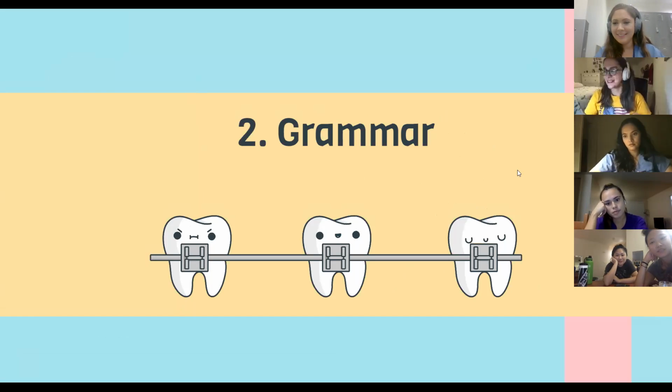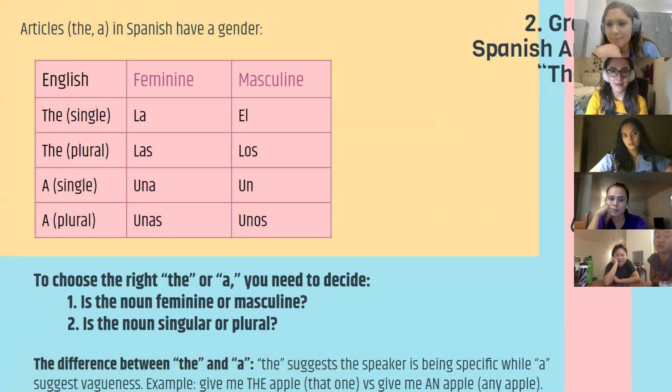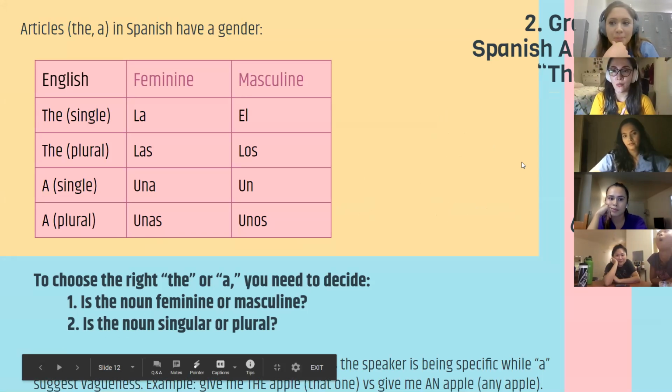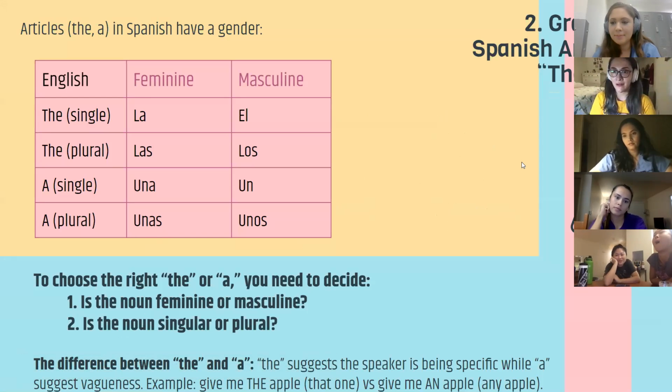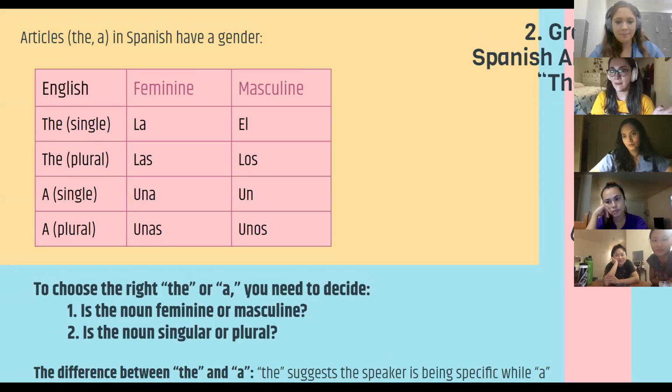Hello, everyone. So now we're going to talk about grammar. There are two important things that you have to remember in Spanish. The first one is that all words or items or articles have a gender. So they will be feminine or masculine. And the second is that just like in English, when you want to turn a word or item into its plural form, you do that by adding an S. So the first part, feminine or masculine.